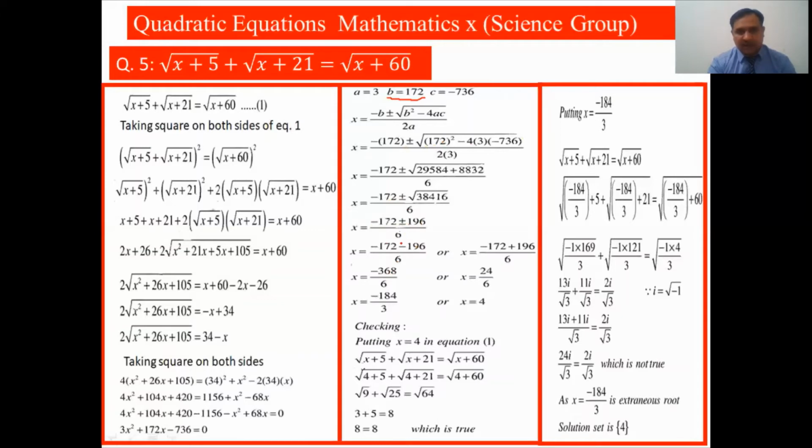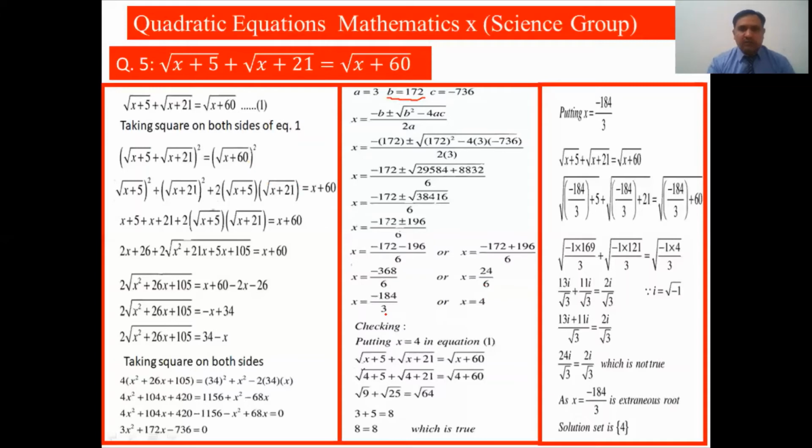So first we write with negative sign, and secondly we use the positive sign. After simplification we have x is equal to minus 184 divided by 3, or x is equal to 4. So these are two solutions of this radical equation. x is equal to minus 184 divided by 3, or x is equal to 4.